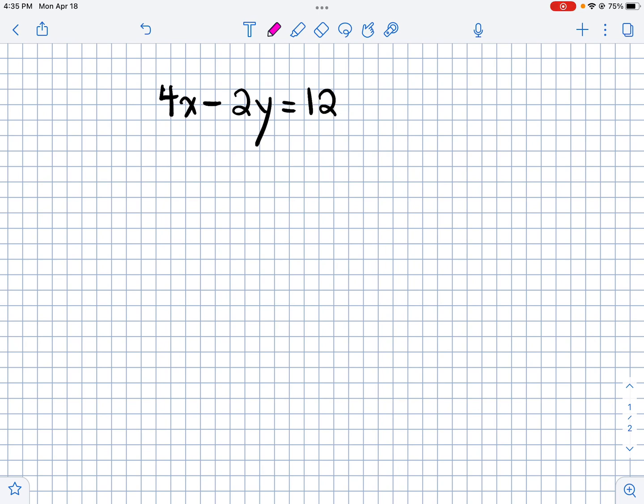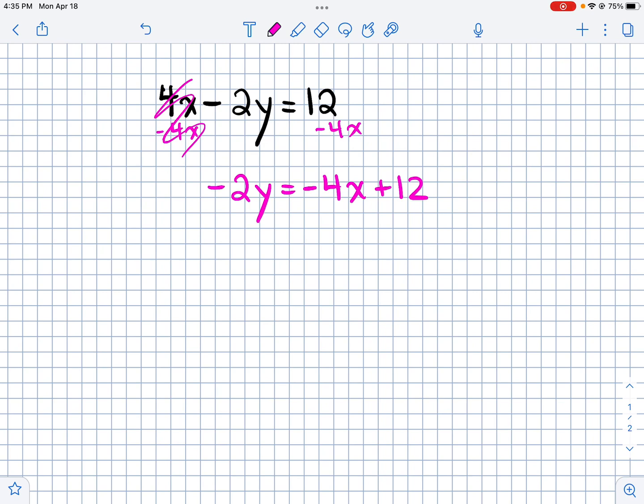So let's say I want to leave my minus 2y on the left side, although I could pop it onto the right side. Doesn't matter. I'm going to leave it there. So I'm going to subtract 4x from both sides, so that way I can get rid of those guys. Now I'm left with negative 2y equals negative 4x plus 12.